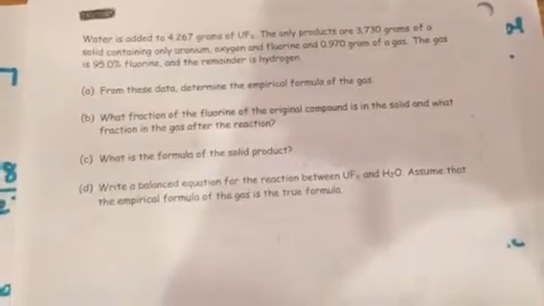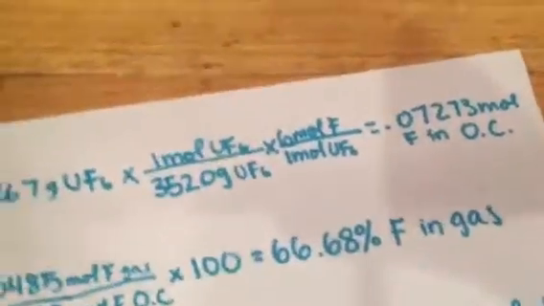Now let's move on to part B. So this is part B, and we're going to read the question for it. Part B is: what fraction of the fluorine of the original compound is in the solid, and what fraction of the gas after the reaction.